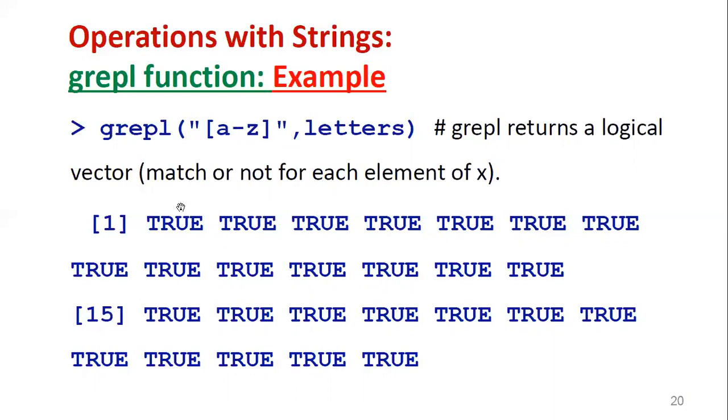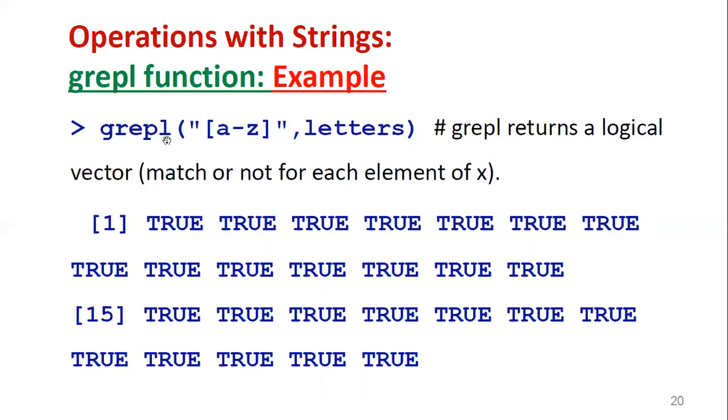First it takes a. a occurred in letters, yes, TRUE. Then b occurred in letters, TRUE. Then c occurred in letters, and so on. z occurred in letters. letters means a to z, all 26 are included. So all these 26 are replaced with the logical value TRUE. If any letter is not there, then it displays FALSE in that particular position.